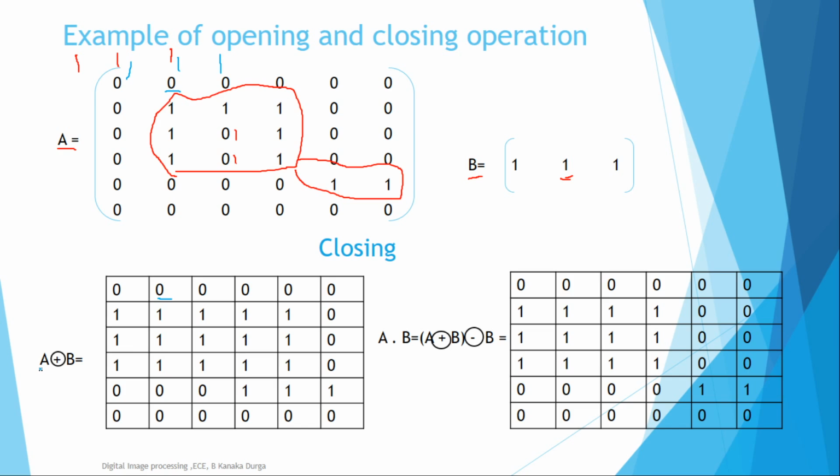Whatever the resultant of the dilation operation we got, A dilated by B, we have to go for erosion with respect to B. The closing formula is A closed by B equals A dilation of B, eroded with respect to B. We have to use the same structuring element. So this is the resultant matrix for us. On this resultant matrix, we have to go for erosion.